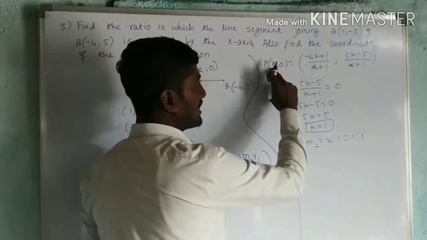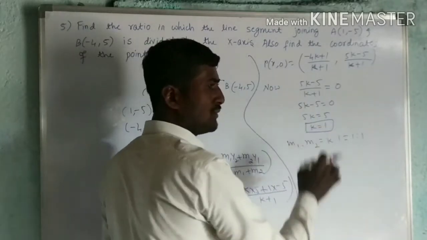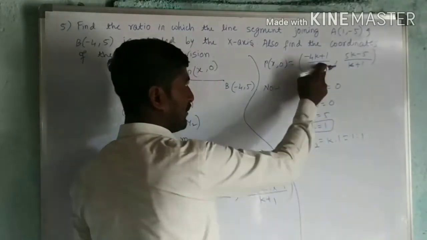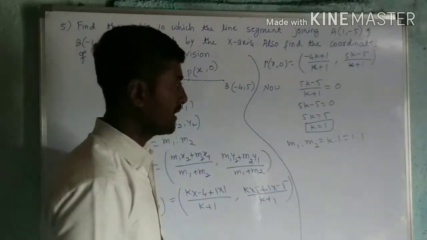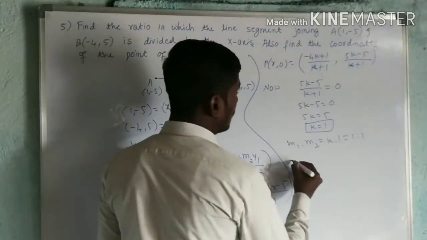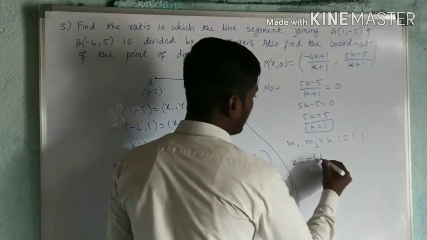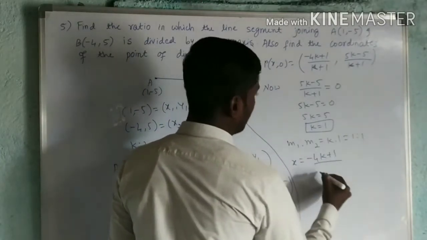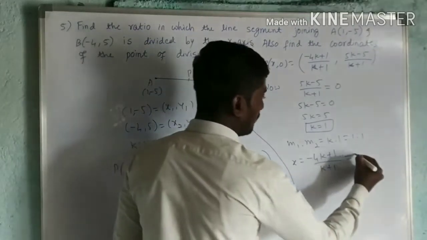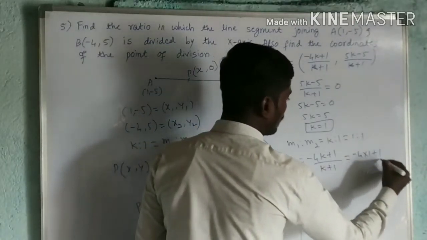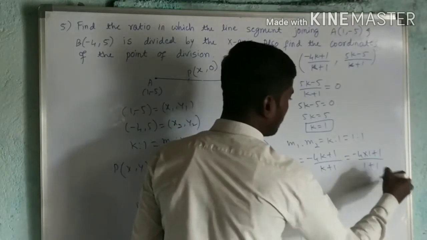Now I will take the first element, because the k value is already known. So I will substitute this k value in the first element, and automatically I will get the value of x. Now x is equal to minus 4k plus 1 divided by k plus 1. Substitute the value of k here: minus 4 into 1 plus 1 divided by 1 plus 1.